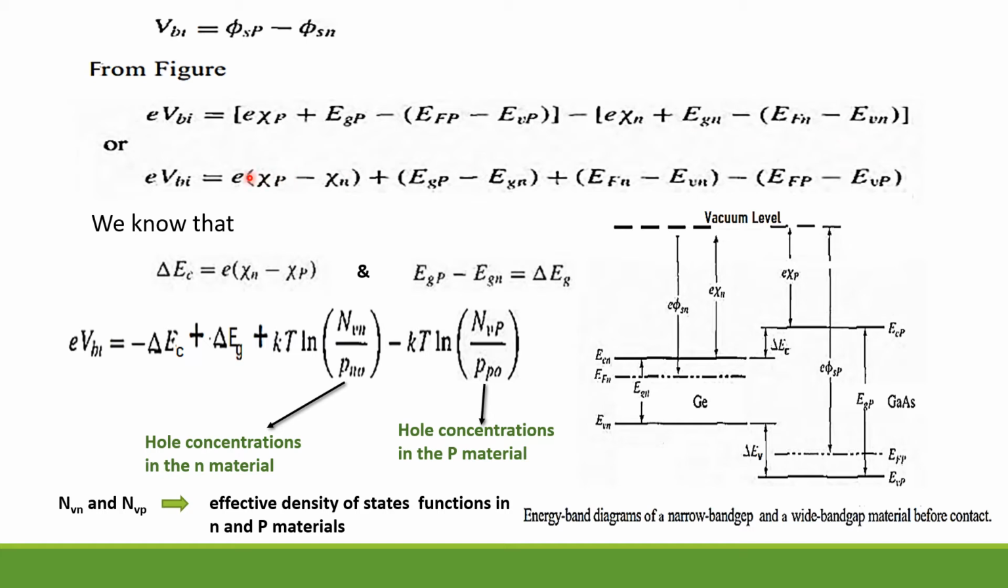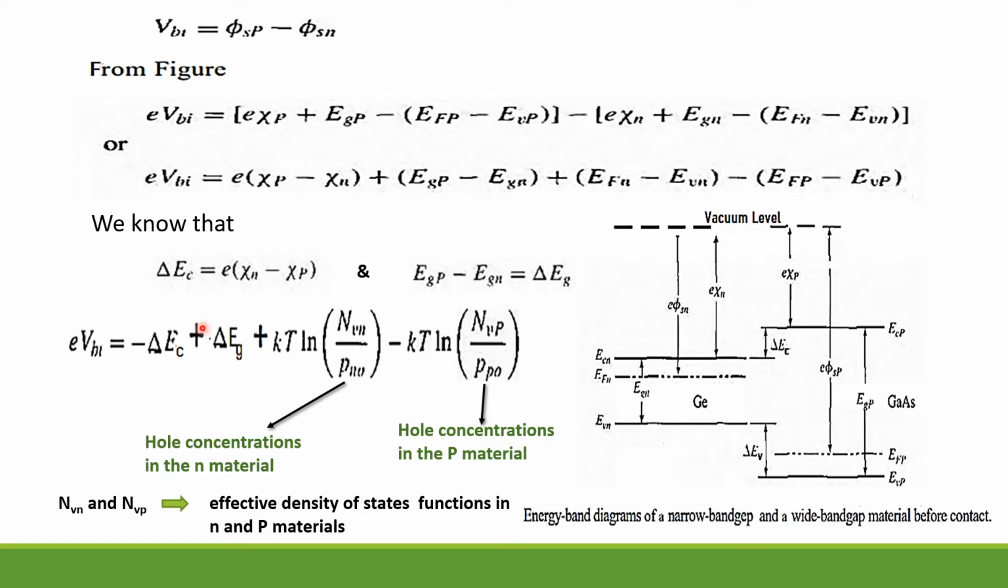Then, on rearranging, EVBI is equal to E chi P minus E chi N. So, it is equal to E into chi P minus chi N, plus EGP minus EGN. Then here it is minus this term that we can take, so it is equal to plus EFN minus EVN. Then this minus term, so minus EFP minus EVP.